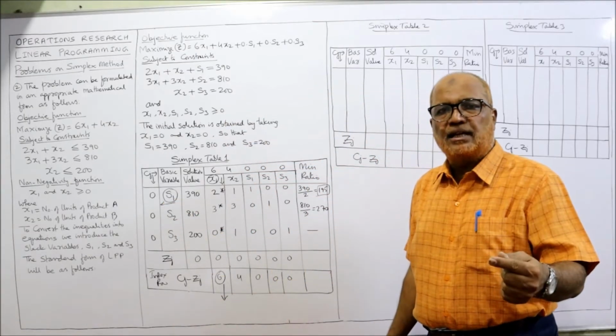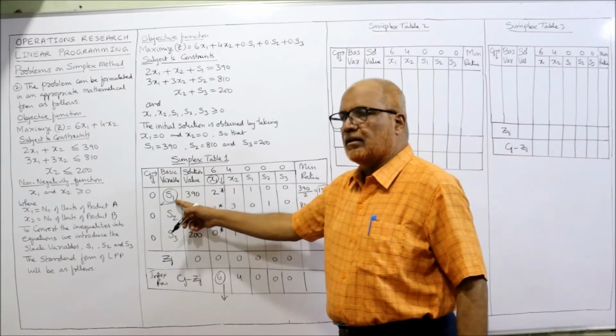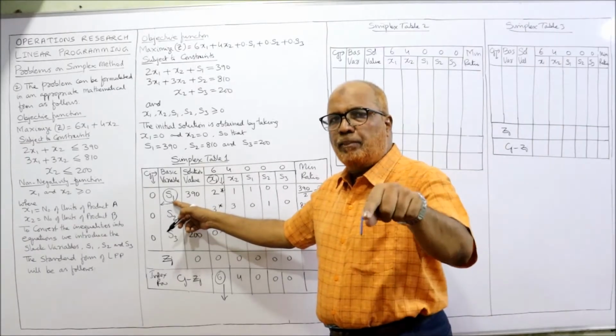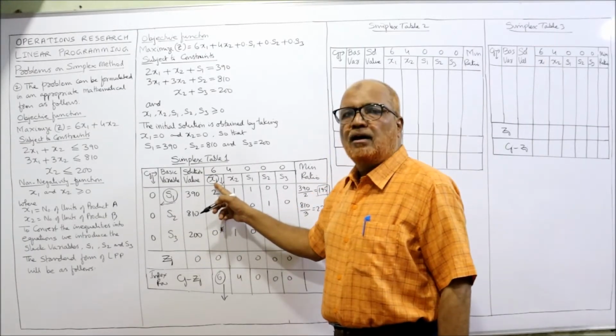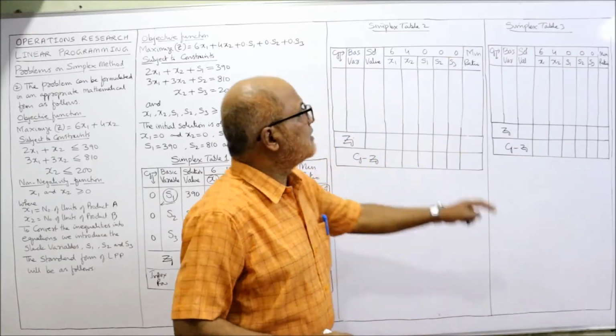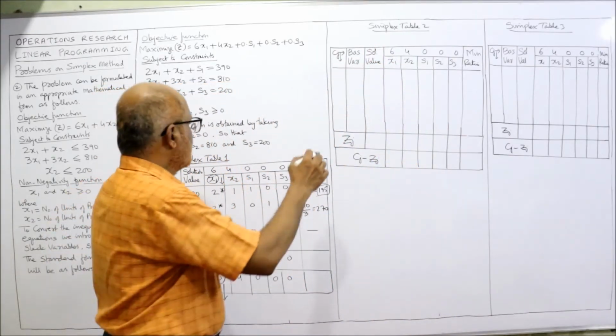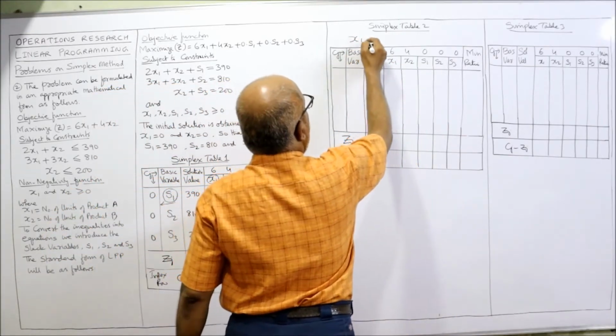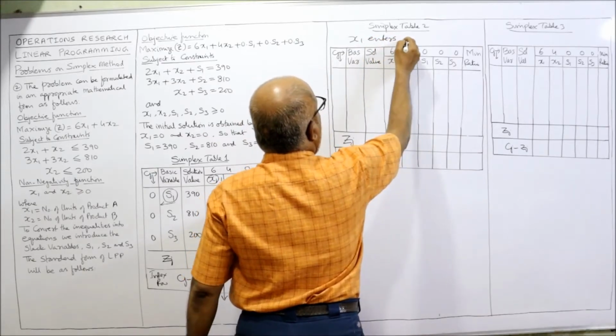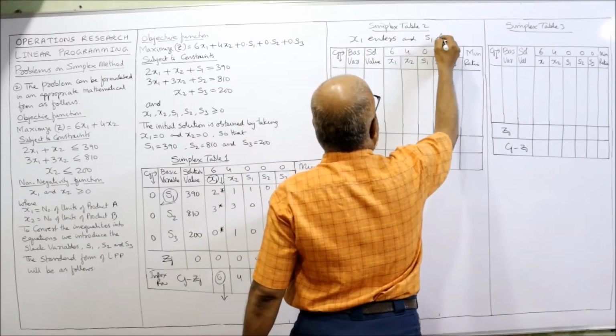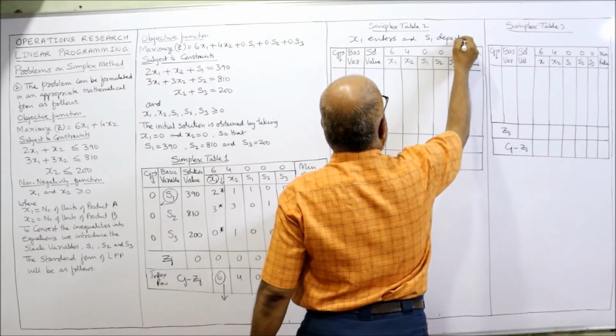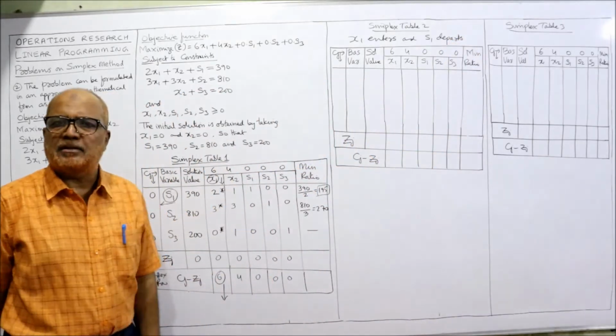In the next table, we remove S1, depart S1, and in place of S1, we enter X1. So here, table number 2, simplex table 2. X1 enters and S1 departs. That's all. First table completed.